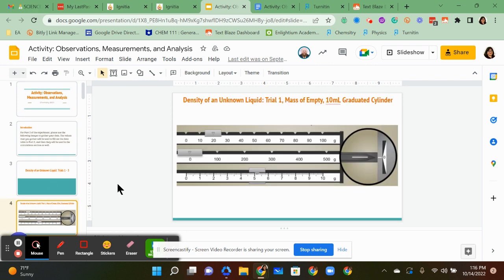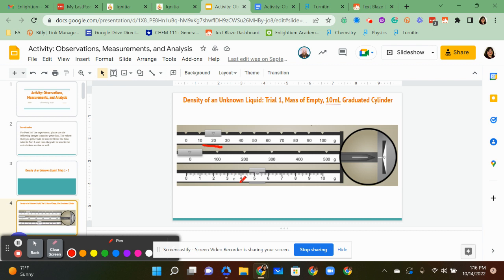Let's take a look at the triple beam balance. So the triple beam balance is giving you the mass of an empty graduated cylinder. And this is the part that you need to pay attention to. The mass is going to be 20 because, as you can see, the cursor right here is at 20.